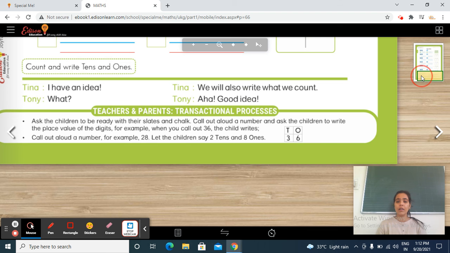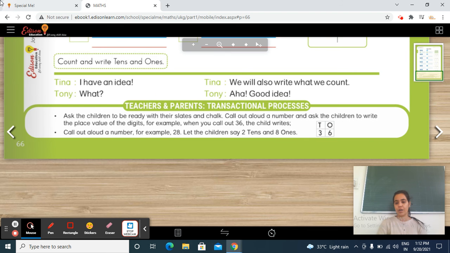Now, there is a parents and teacher transactional process. We will also read it and then we will do the work. So, how we have to cover this worksheet? Ask the children to be ready with their slates and chalk. This is an activity which you all have to do at your home. If you don't have slates and chalk, you can do this activity with a simple A4 size sheet. You can take sketch pens, crayons, whatever is there with you. But definitely, you all have to conduct this activity with your parents. Okay, students? Parents, it's a request that please involve our kids while doing this activity.